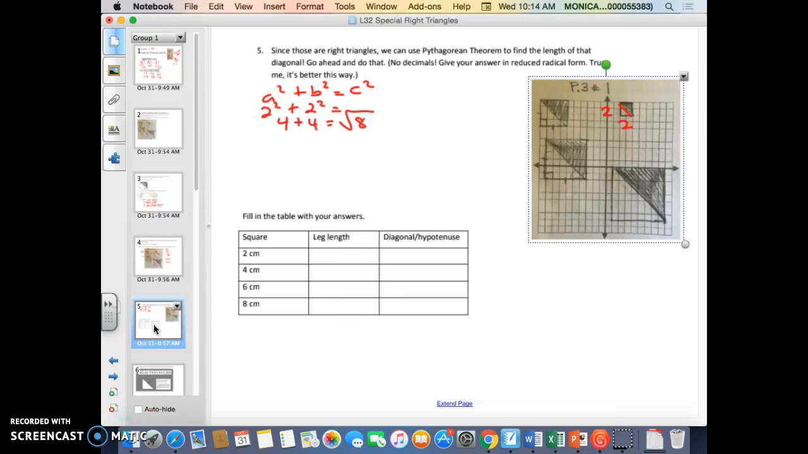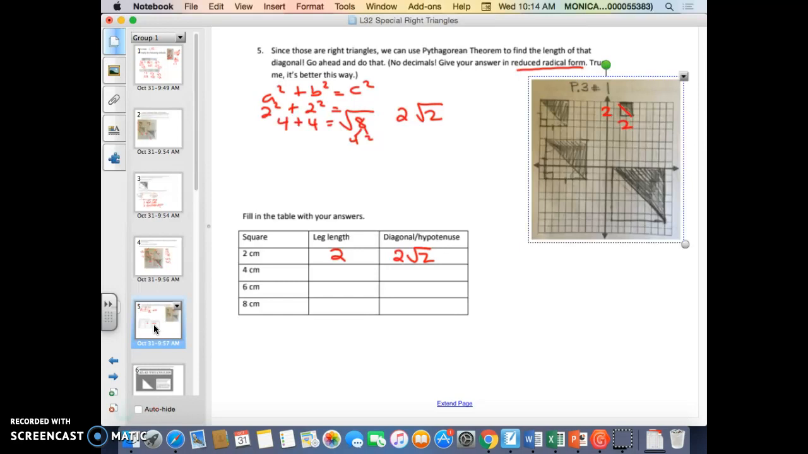One way we could do this is put it into a decimal and we would get the solution. But because we want to keep it in reduced radical form, which is a simplified radical, and you should have this from the beginning of class, the square root of 8 breaks down into 4 and 2. So the 4 comes out as a 2, and the square root of 2 is left behind. So in your table, you're going to say a square that's 2 centimeters with a leg length of 2 has a diagonal, or a hypotenuse, of 2 square roots of 2.